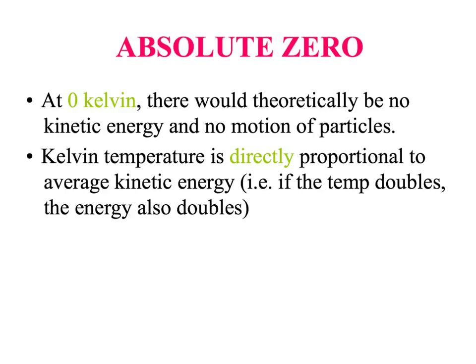There is a special temperature at which there is absolutely no kinetic energy whatsoever, and that is called absolute zero. Absolute zero is negative 273.15 degrees Celsius. We call that 0 Kelvin. What happens at that point is, theoretically, there is no kinetic energy, and if there's no kinetic energy, there is no motion of particles. The Kelvin temperature, not the Celsius, but the Kelvin temperature is directly proportional to the average kinetic energy of a substance. That means if the temperature doubles in Kelvin, so does the kinetic energy.